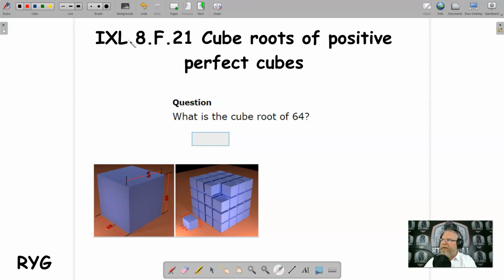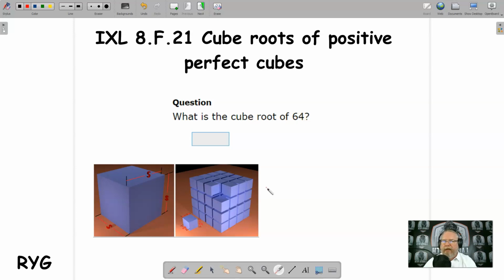This video is for IXL, activity 8.F.21. It is titled Cube Roots of Positive Perfect Cubes, and its 3-character code is Romeo, Yankee, Golf. So the question asks, what is the cube root of 64?